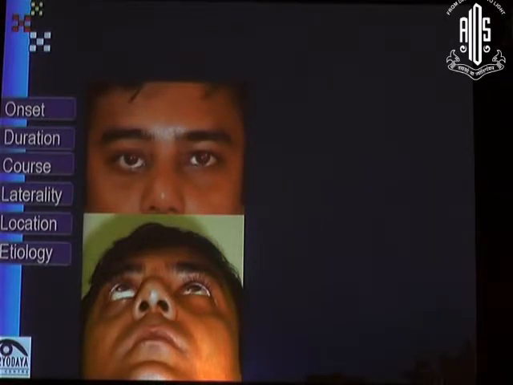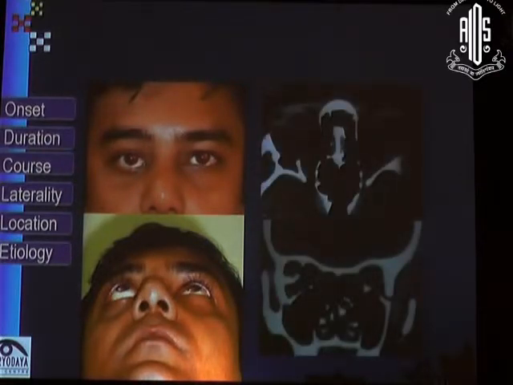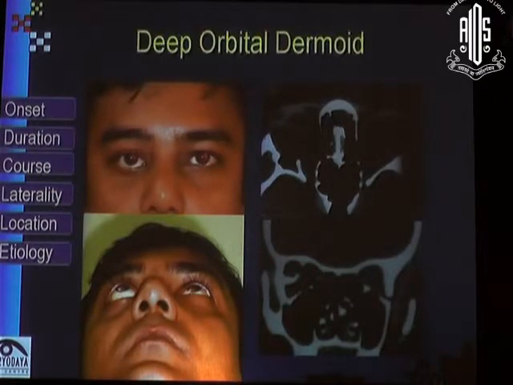So with this clinical examination, what we actually thought was a probable tumor in the lacrimal gland. And this is what the CT scan shows. He had a cystic mass in the orbit with a large intraosseous component. This was a deep orbital dermoid.